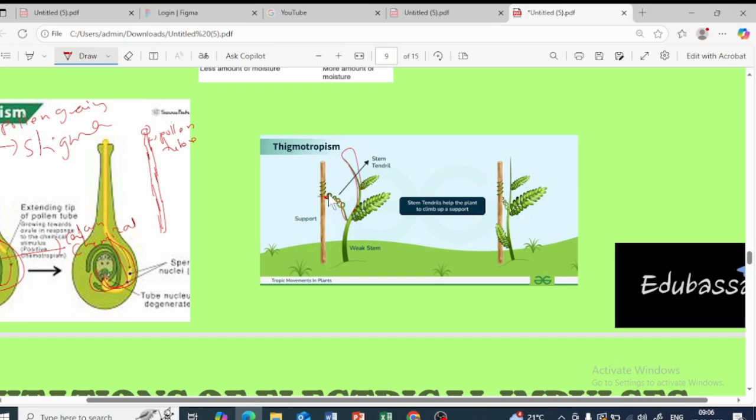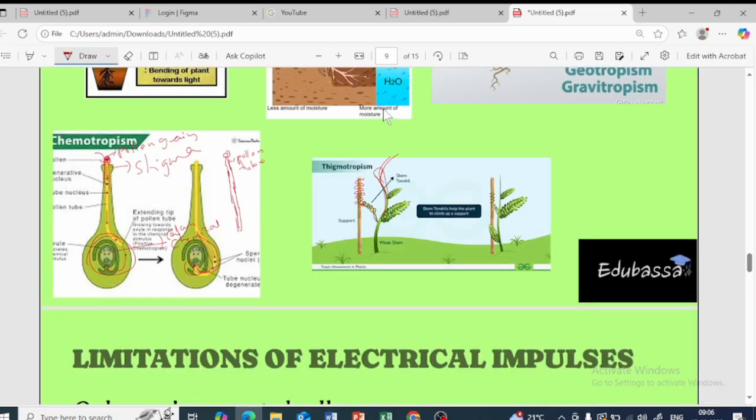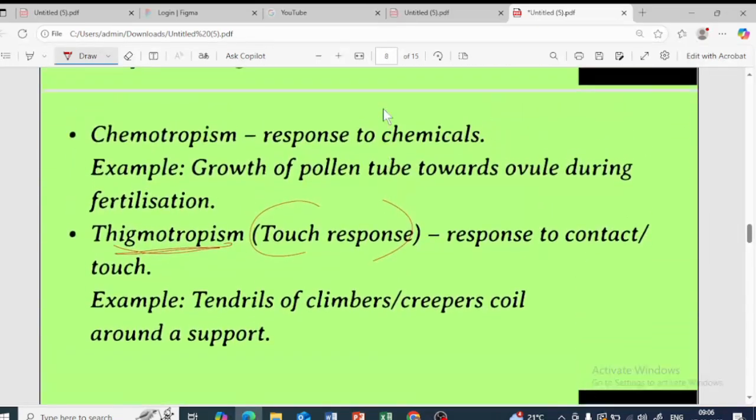So when it is slow, it encircles around this stick and forms a creeper, whereas here the growth will be faster, because it is not in contact with anything, it is not in contact with the touch. So that is said to be thigmotropism. Okay, fine. So example is tendrils of climbers or the creepers coil around a support. It coils when there is a support. So that is basically thigmotropism.